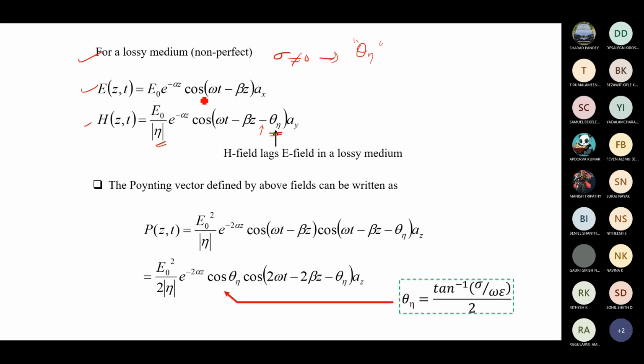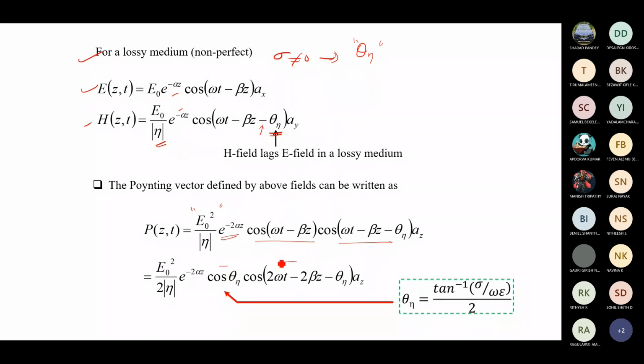And when you take the cross product of this, you will get a very similar term, this E naught square by eta, and the loss term has come here. And so we see that when you multiply these two terms, you will get 2 alpha z, and the cosine term. When you multiply these two, you will get 2 terms. This is a very common identity.